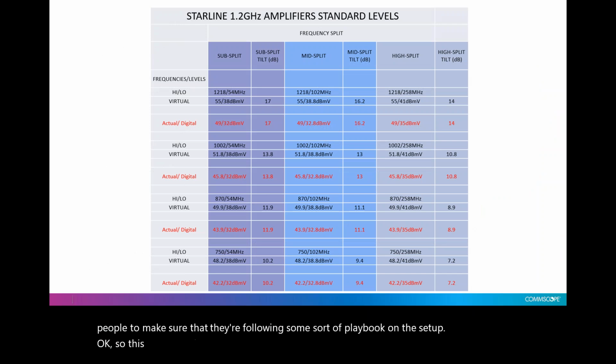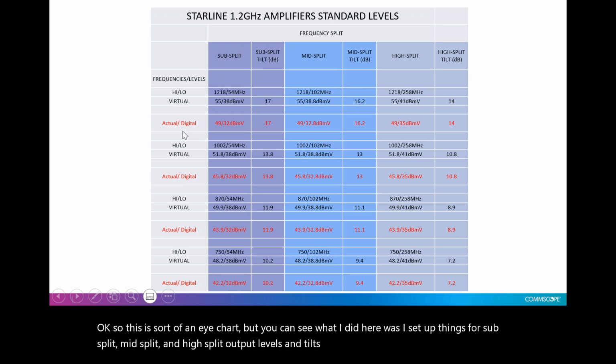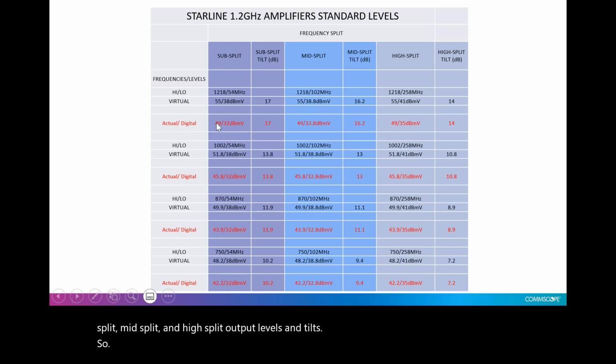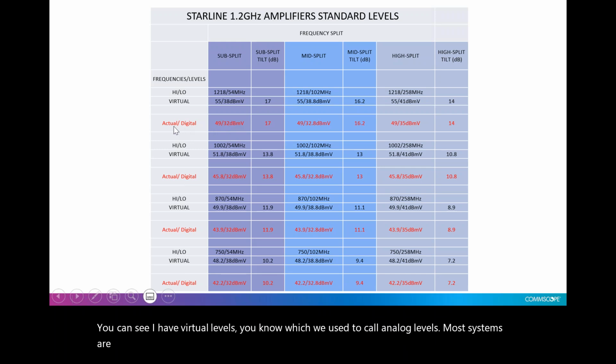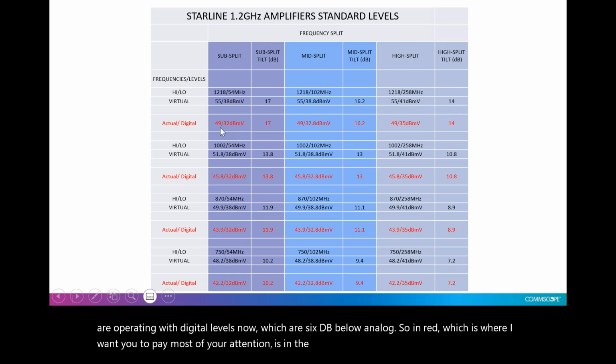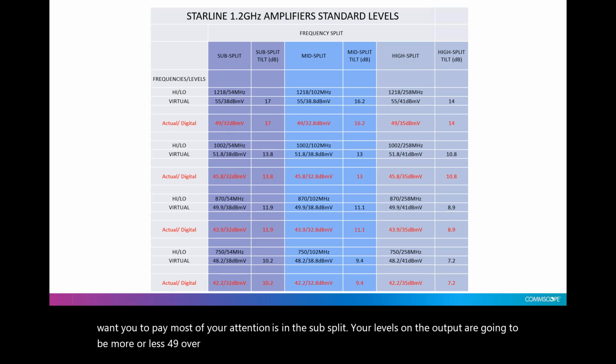Okay, so this is sort of an eye chart, but you can see what I did here was I set up things for sub-split, mid-split, and high-split output levels and tilts. So you can see I have virtual levels, which we used to call analog levels. Most systems are operating with digital levels now, which are 6 dB below analog. So in red, which is where I want you to pay most of your attention, is in the sub-split, your levels on the output are going to be more or less 49/32.